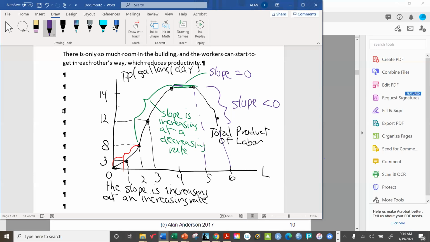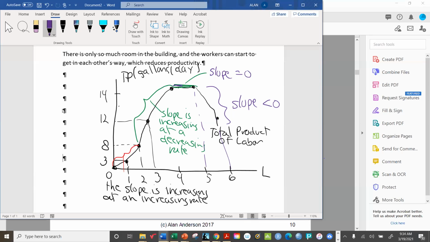So where do you actually want to produce? Well, that ultimately depends on how much the beer is selling for compared to the cost of the labor. But it should be pretty clear that there's no point in hiring the 5th worker unless they're willing to work for free. And then certainly you don't want the 6th worker, even if they're working for free, because your output is going down.